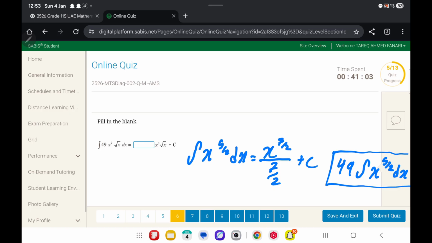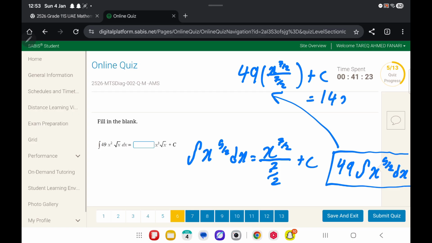Okay, so this can actually be expressed as what? 49 x to the power of 7 over 2 divided by 7 over 2 plus c. Now divide 49 by 7 over 2. You get 14. So this answer is what? 14 x to the power of 7 over 2 plus c. Now, x to the power of 7 over 2 will simplify to x cubed radical x. You know that. You can simplify it.